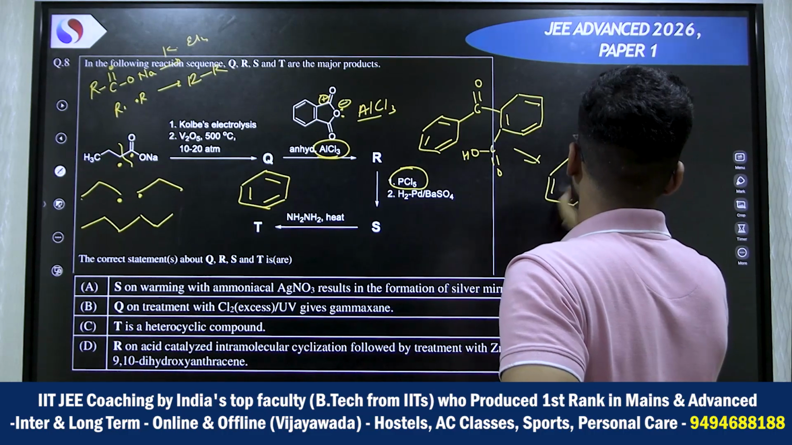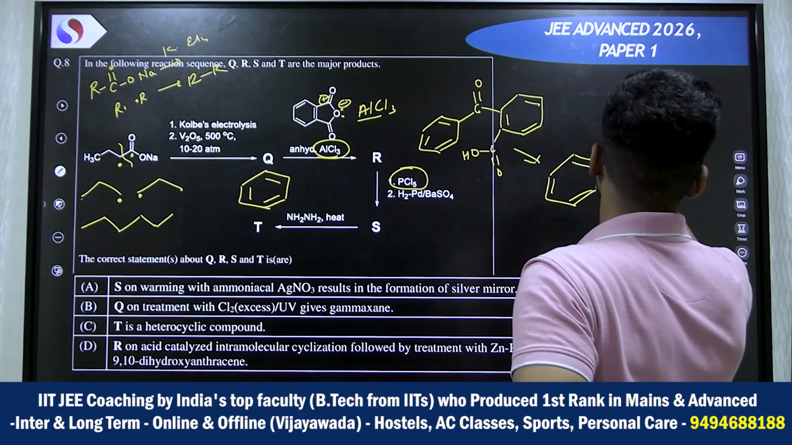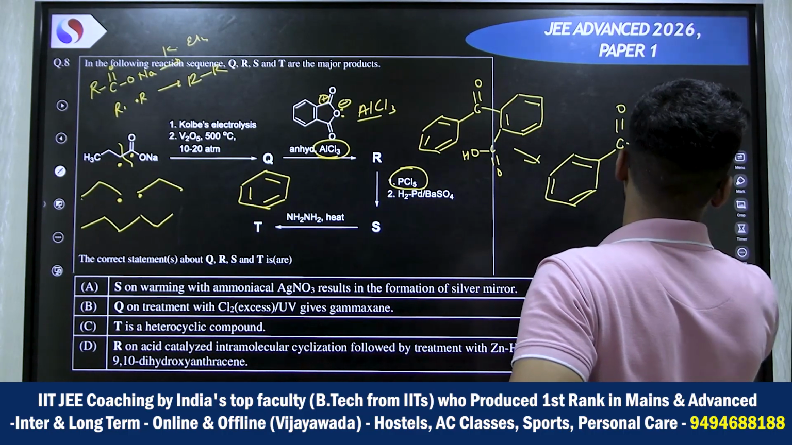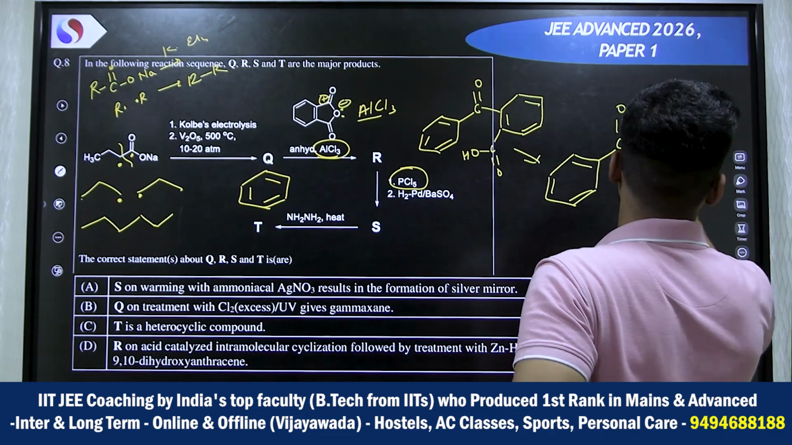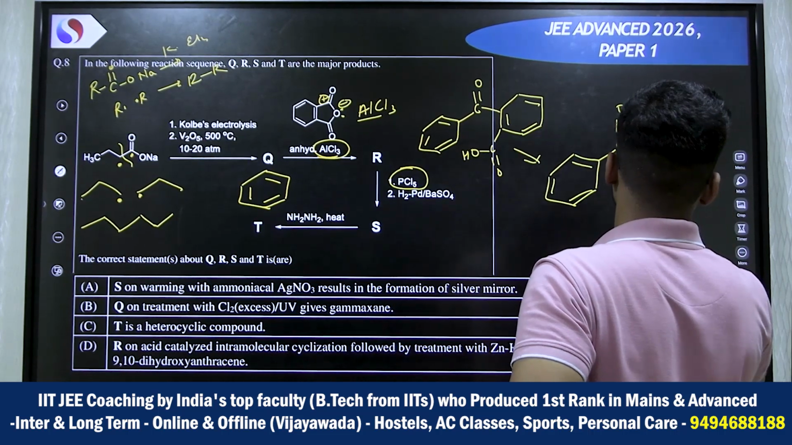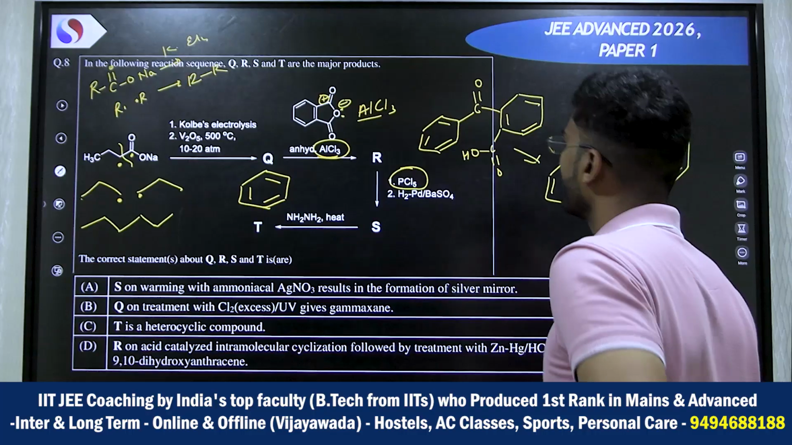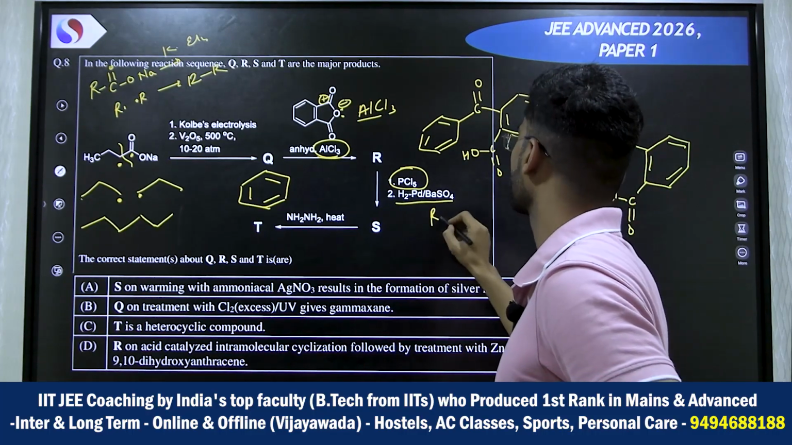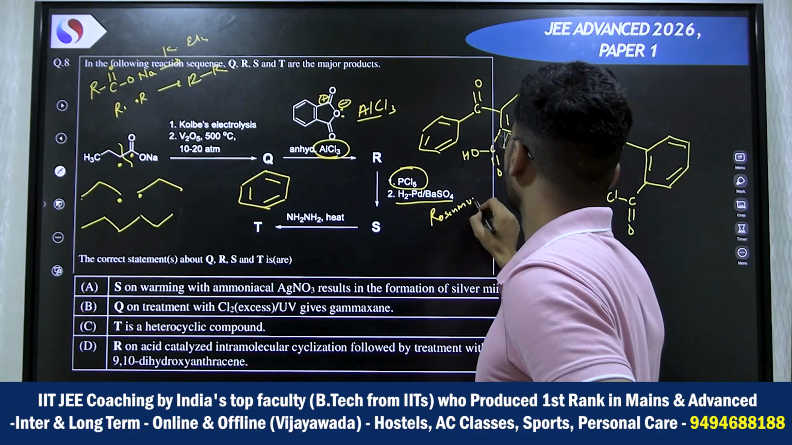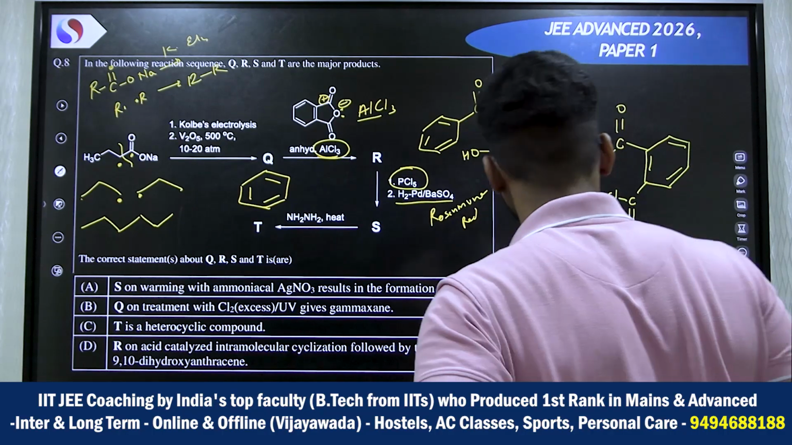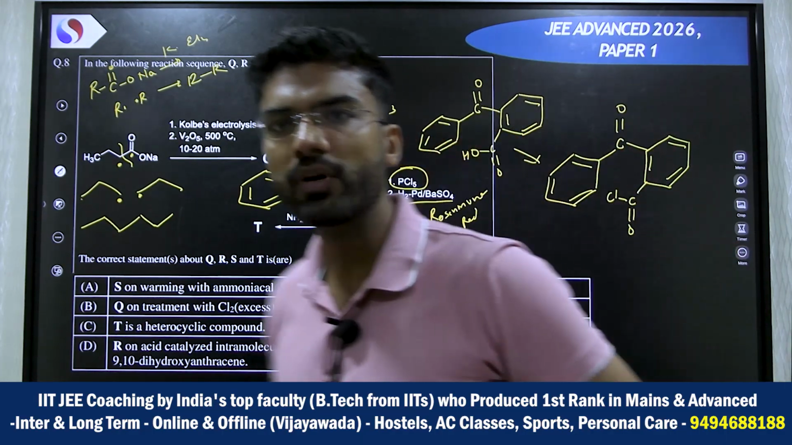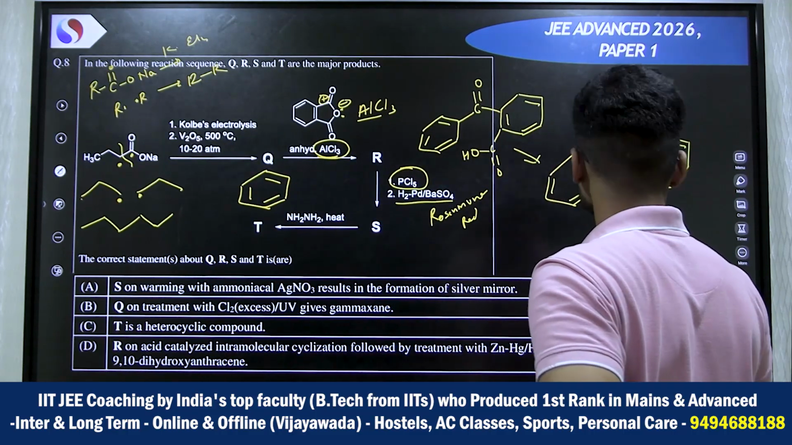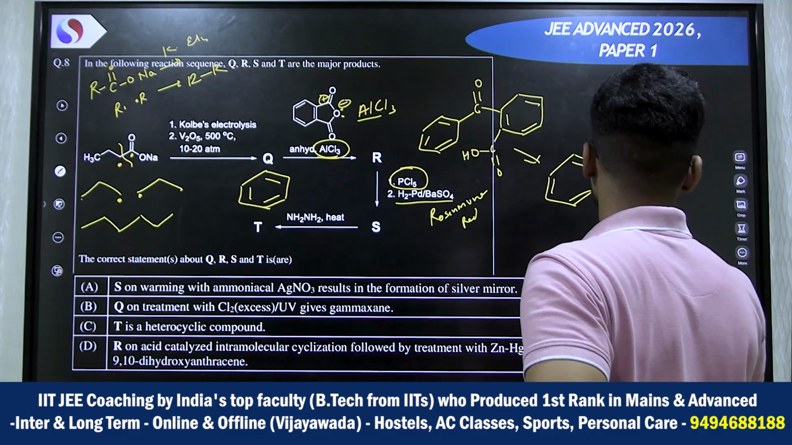This is benzene, carbon double bond oxygen, so it will become acyl chloride. Then H2, palladium barium sulfate, what is this? Rosenmund reduction. In the Rosenmund reduction, we know that acyl chloride is converted into aldehyde. So you can convert this group into aldehyde.